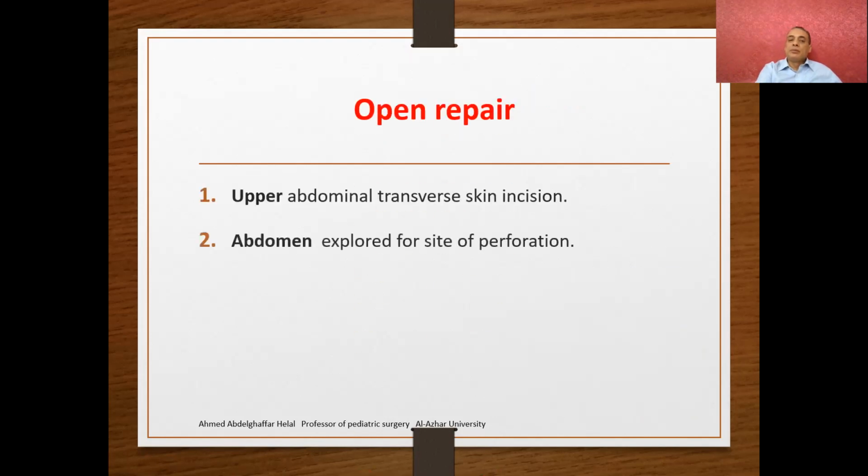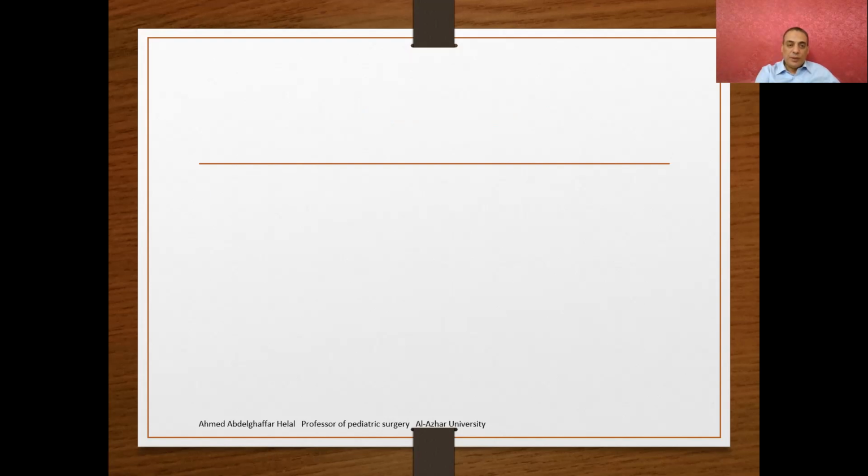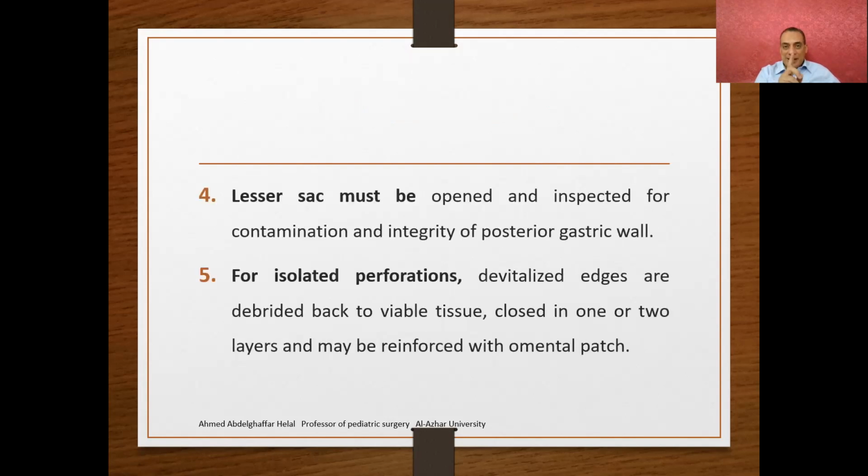Open repair, number one, upper abdominal transverse incision, and the abdomen is explored for the site of the perforation. However, if the perforation is not found, you must perform careful exploration of the gastroesophageal junction, the duodenum, the small bowel, and the colon to search for the source of this pneumoperitoneum, the source of this perforation. Number four, lesser sac. Don't forget the lesser sac. Must open the lesser sac and inspect for contamination or perforation in the posterior gastric wall.